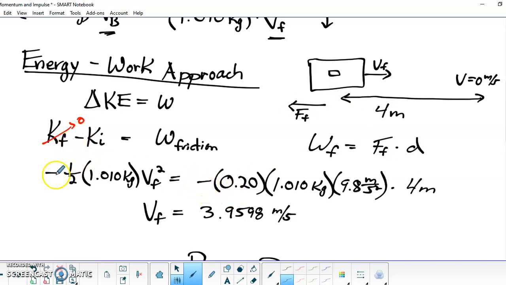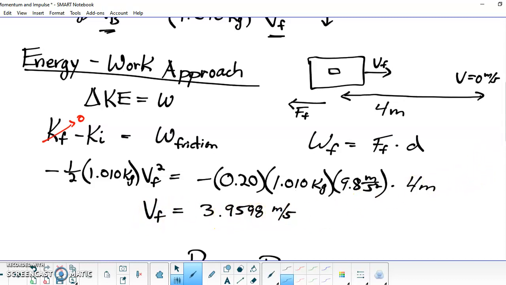Our negative sign on this side will cancel, and we'll be able to solve this equation for our final velocity, considering our kinetic energy being 1/2 m, the combined mass of the block and the bullet, v squared. And if you solve for your final velocity, you get 3.9598 meters per second.